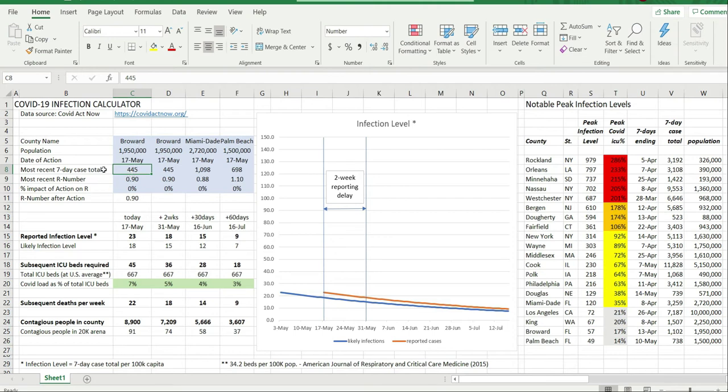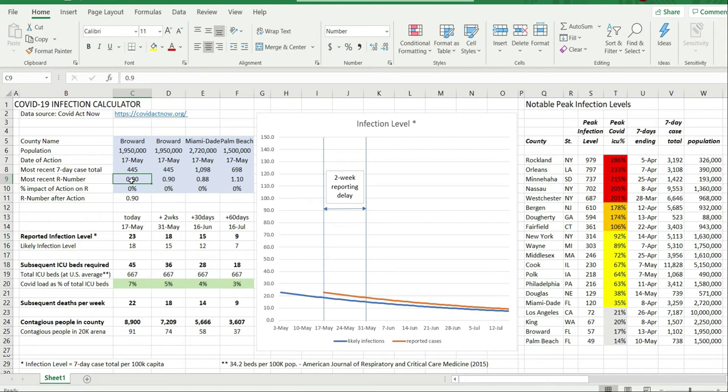That and the R numbers come from this data source, COVID Act Now. There's the link. It's the best repository I've found so far of county level COVID data. So that came from that site. And then that site also calculates the R number.